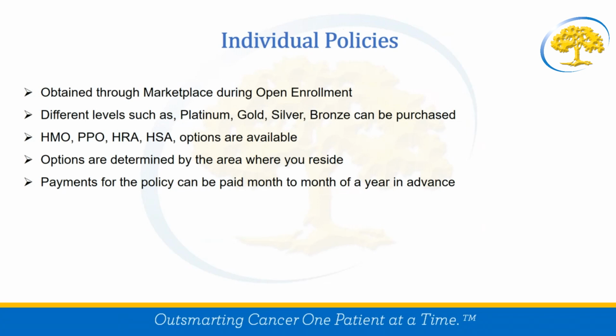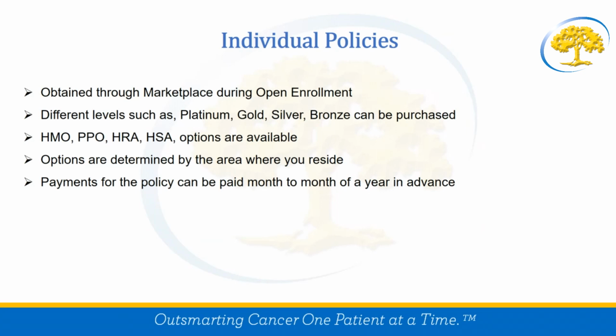Individual policies, they're obtained, as I mentioned, through the marketplace. There's all kinds of different levels. This is one of the things that is kind of strange that we saw come out when the marketplace came out, or Obamacare, as some people know it. There's different levels: bronze, silver, gold, platinum. Of course, platinum, you're going to pay more, and you're going to pay more for the policy each month, but you're going to have lower costs when you go to the doctor.